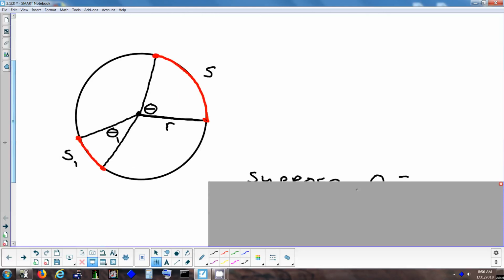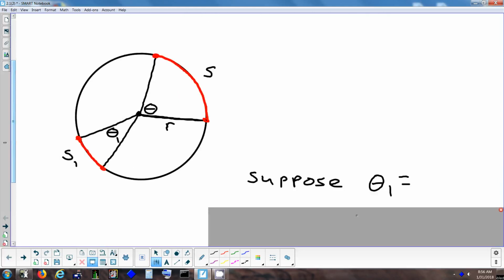So we're going to suppose that theta 1 equals something, just like we can suppose 1 foot is 12 inches. It's a definition. Well, does anybody remember what I said yesterday about if this arc is a certain size? Actually, I'll say it a different way. If this angle is a certain size, then this arc is the same as something else in the circle. Does anybody remember how big this angle would have to be to make this arc exactly the same size as something else?